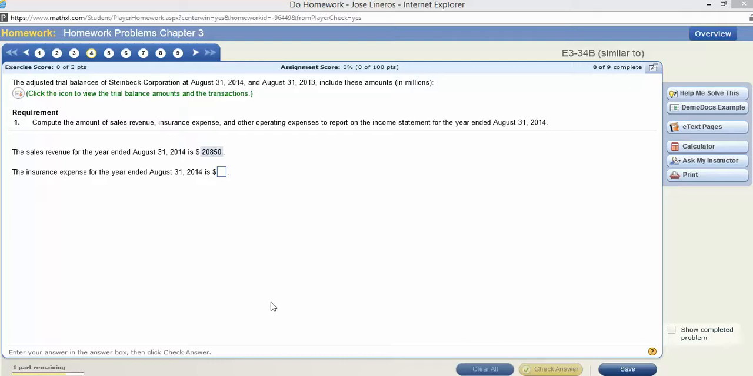Hi everyone. I wanted to go over the insurance expense. Insurance expense, I think, is a little bit easier than the sales revenue. Let's look at the different components. We're being asked for insurance expense as of August 31st, 2014.